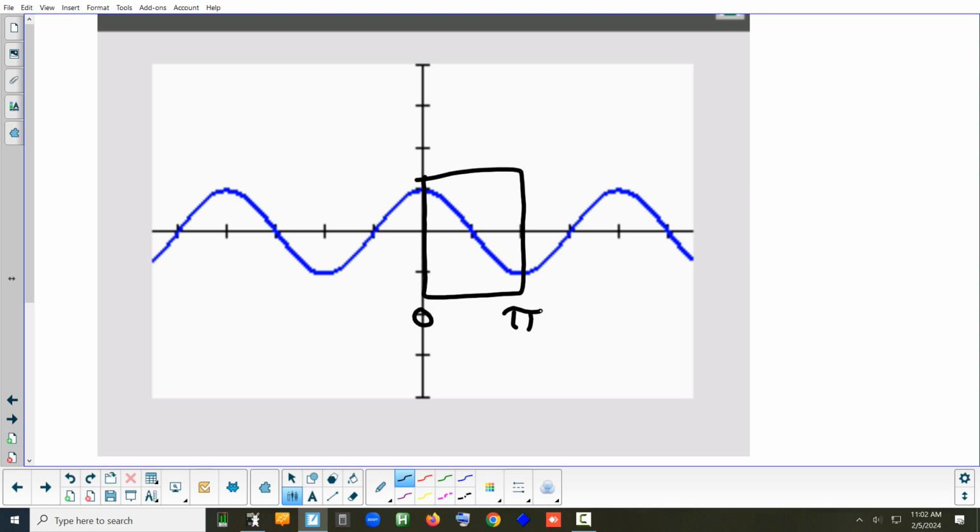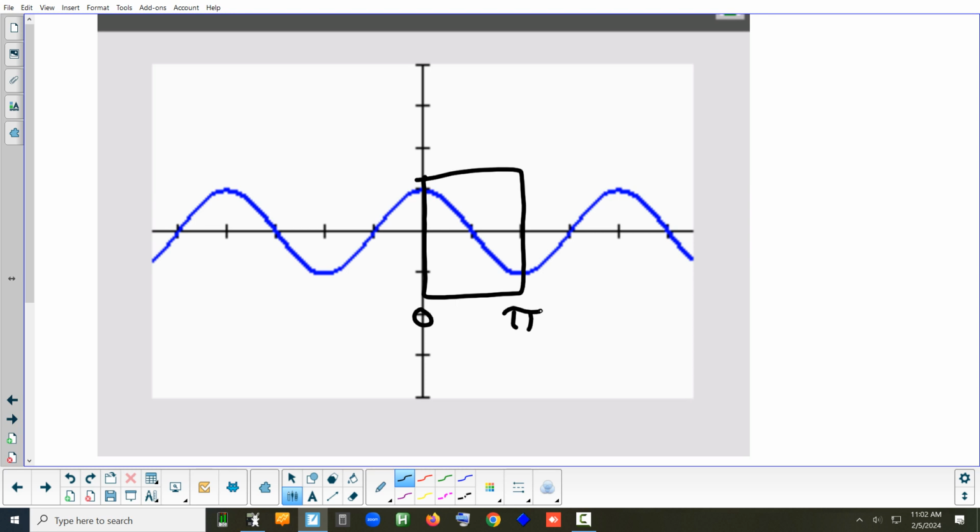0 to pi is going to be the domain restriction in the original. What do you think 0 to pi is going to become in the inverse? It's going to become the range, yes. 0 to pi will become the range.